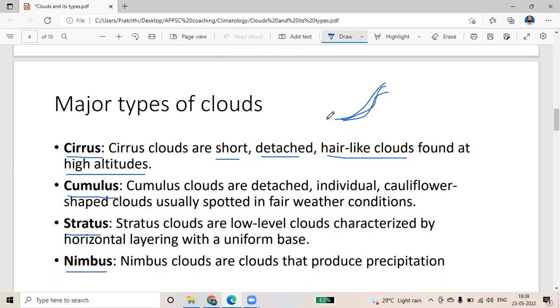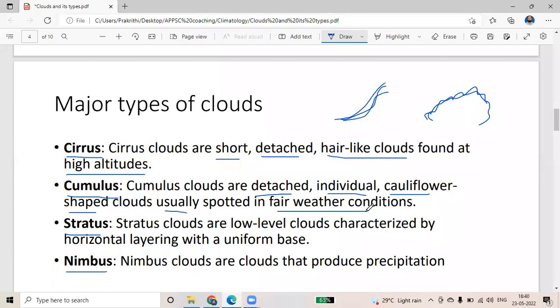Then comes the cumulus. So cumulus, accumulation. तो accumulation है, ऐसे accumulation होगा. That kind of clouds. Cumulus clouds are detached, individual, in the form of cauliflower. There will be accumulation of water moisture, cauliflower जैसा एक shape होगा. That is why it is cumulus. Accumulation, cumulus वो match करेगा. These clouds are usually spotted in fair weather में. ये cumulus clouds usually represent a fair weather, अच्छा weather. When there is good weather, there will be cumulus clouds. But not always. There is possibility of changing that to storms also later on.